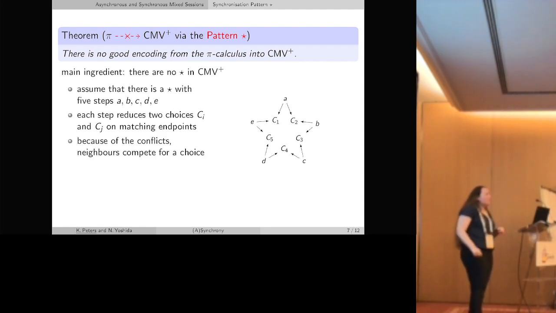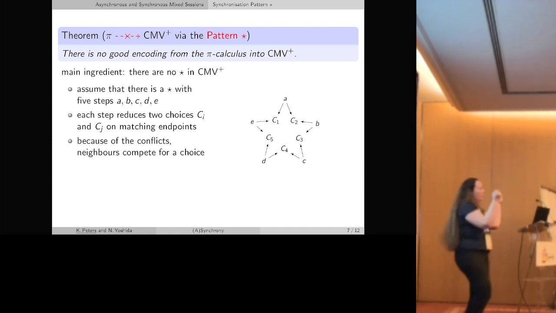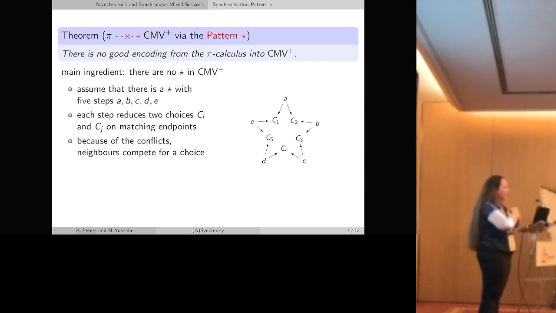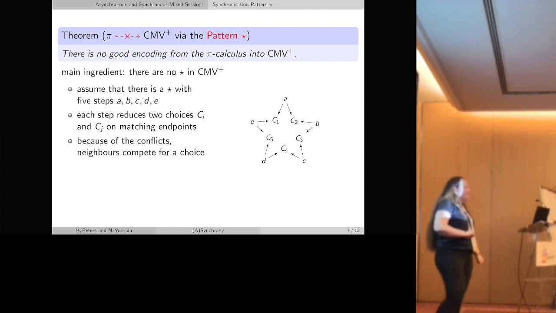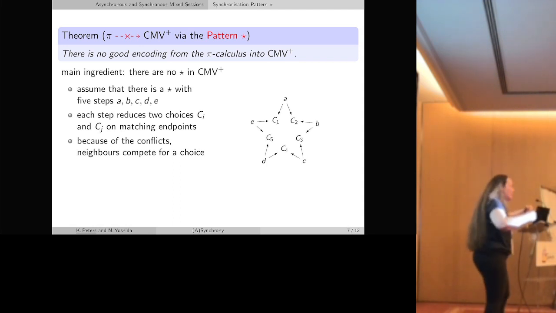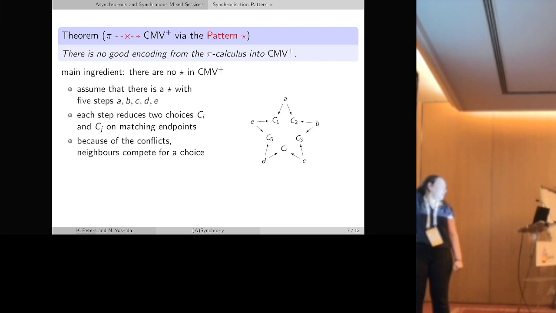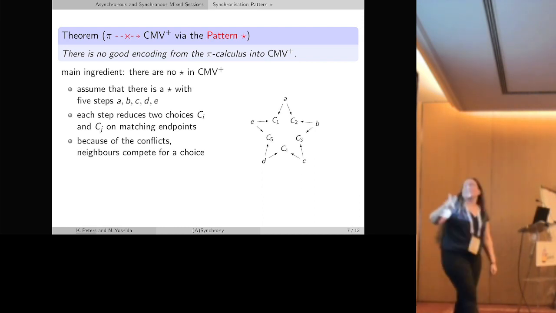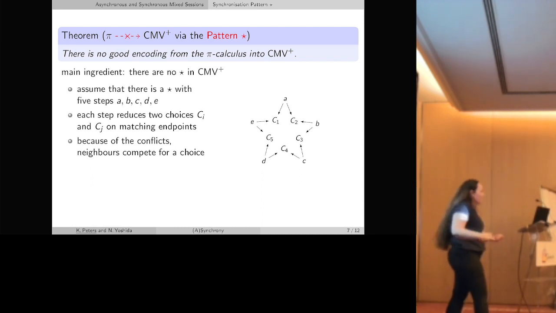So that means in session types and mixed sessions, for every step there are always 2 choices that interact. So every one of these steps has 2 choices. And since neighboring steps have to be in conflict, they have to compete for a choice. And then if you repeat this argument, you really get a structure that needs to look like that, right? You have an A using 2 choices, the B is competing for one of the choices, and another one competes with C, and so on and so on.